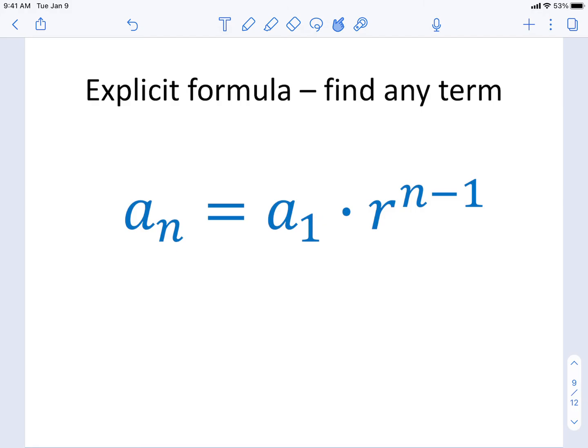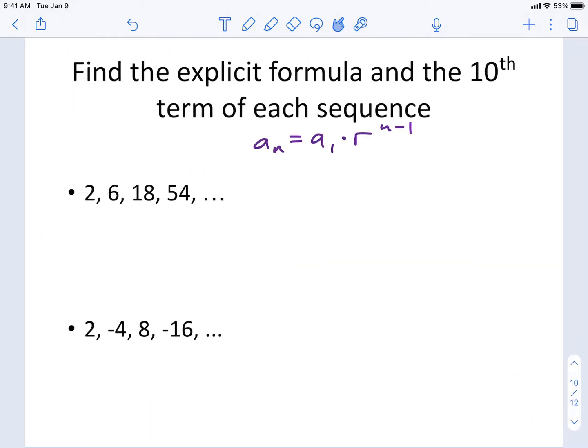All right, here is our explicit formula. Again, it's actually a little bit simpler than the arithmetic one. We just have the first term, the common ratio, and the number of terms, but we're using the number of terms in the exponent. All right, so finding the explicit formula and the 10th term of those sequences.